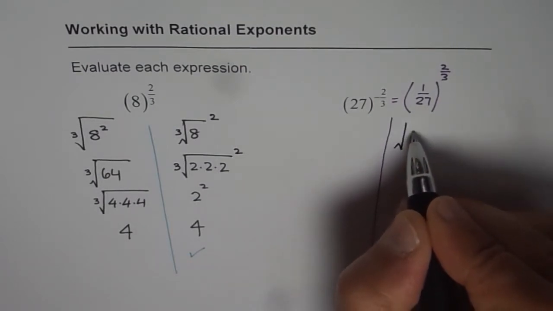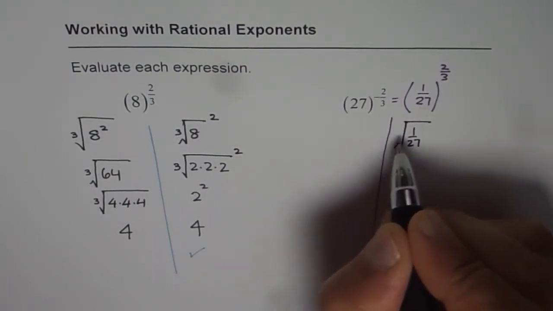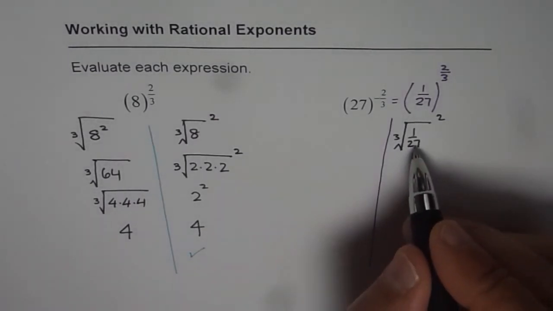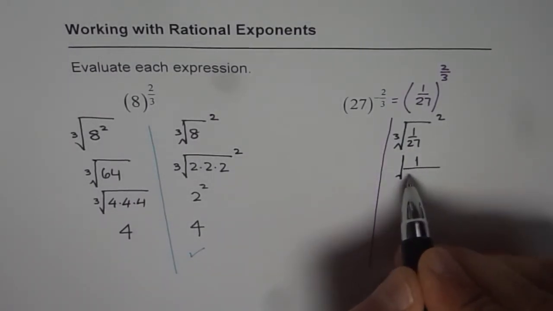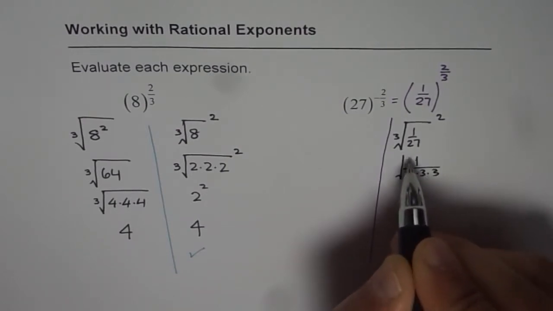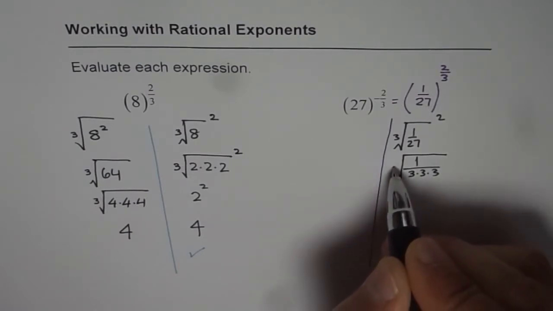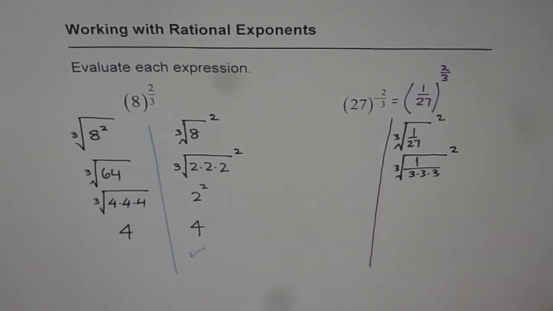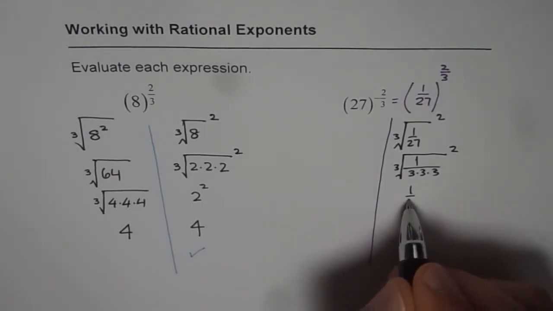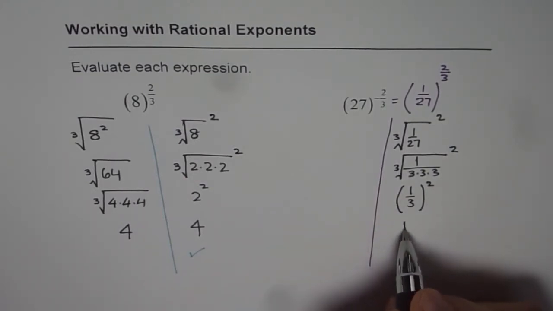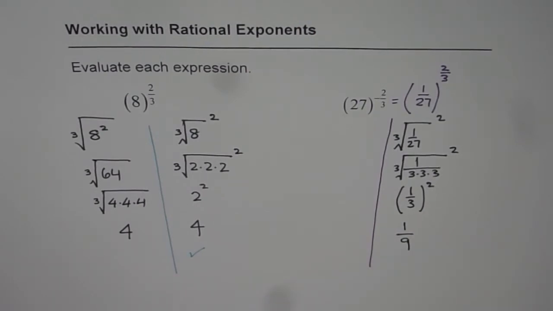So we'll do the cube root of 1 over 27 and then square. This is the preferred method since you are dealing with smaller numbers, right? 27 can be written as 3 times 3 times 3. 3 times 3 is 9, 9 times 3 is 27. So the cube root of 27 is 3, so the cube root of 1 over 27 is 1 over 3. Then we square 1 over 3, and we get 1 over 9. So that is the result.